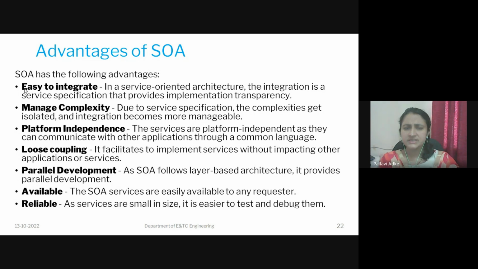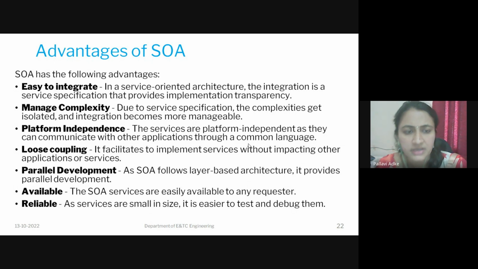Manage complexity. Due to service specification, the complexities get isolated and integration becomes more manageable. Platform independence. The services are platform independent as they can communicate with each other through a common language. Suppose we are using the Amazon.in platform, so obviously there will be products from India. We will not be seeing products from outside India. So that is the platform independence.